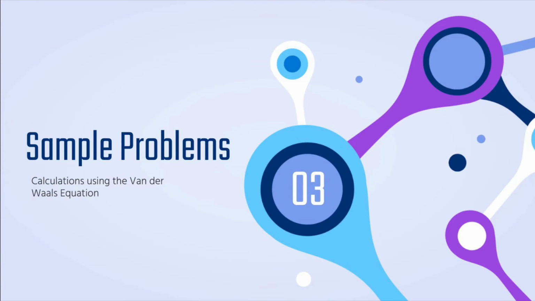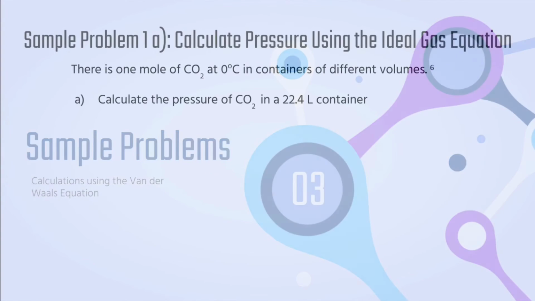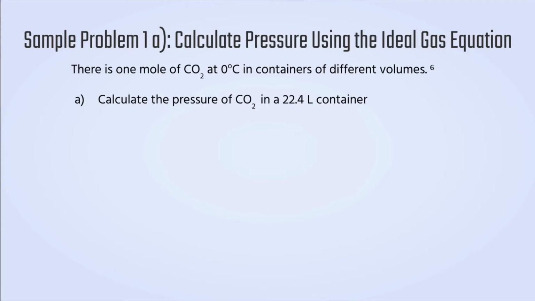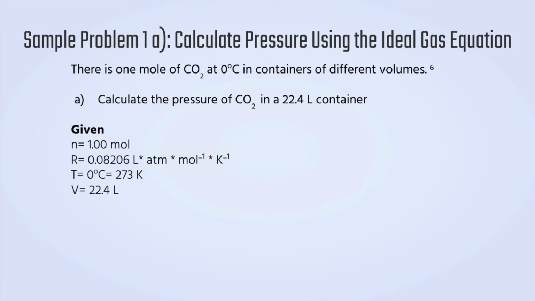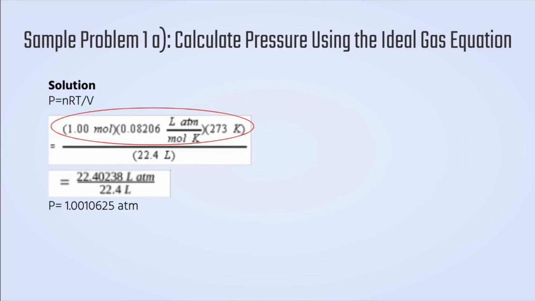Now let's try some sample questions involving the van der Waals equation. For sample problem 1, there will be a comparison between the ideal gas equation's calculation and the van der Waals equation's calculation. Problem 1a states to find the pressure of CO2 in a 22.4 liter container. The given values are: n is 1 mole, R is the universal gas constant, T is 273 Kelvin, and the volume is 22.4 liters. To solve, plug the values into the ideal gas equation.